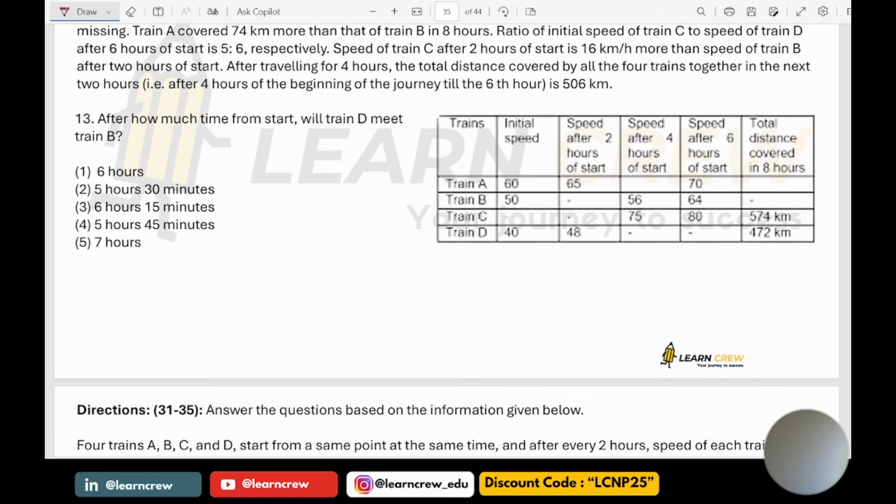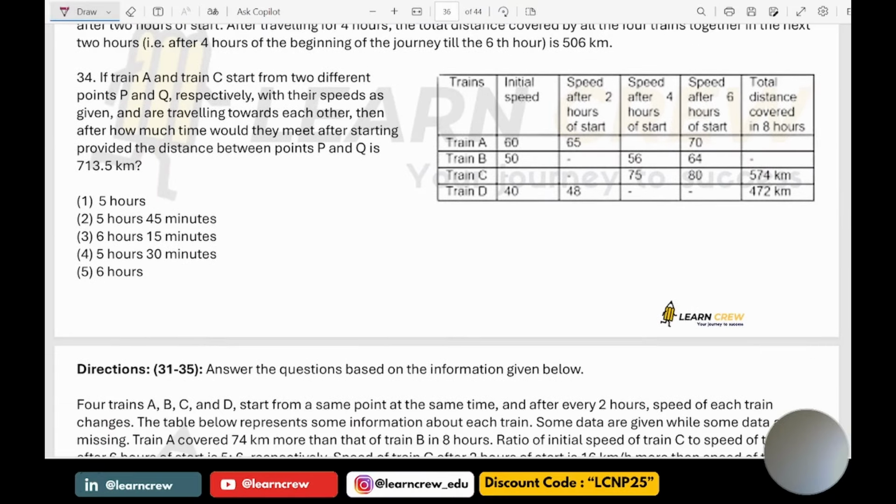Next, what about the 13th question? After how much time from the start will train D meet train B? So the total distance traveled by train B in 2 hours is 50 into 2, 100. Similarly, train D in 2 hours, 40 into 2, which is 80. Train D would have traveled 4 km more than train B between 2 to 4 hours. Now train D is 16 km behind train B. So train D would have traveled 16 km more than train B between 4 to 6 hours. So train D will meet train B after 6 hours of starting. So the answer is 6 hours.